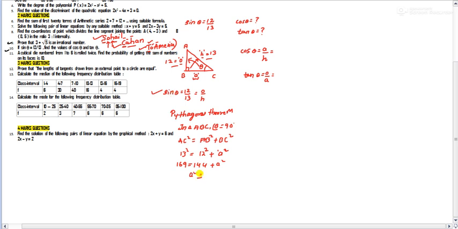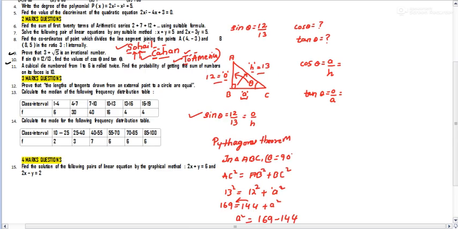So what will be A square? If you send this to LHS, it becomes minus 144. So 169 minus 144 is 25. A square is 25. So A is root 25, which is 5. So the value of A is 5. Are you all getting it? So we have got the value of A as 5.